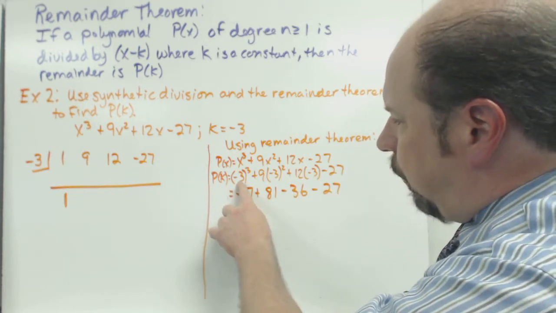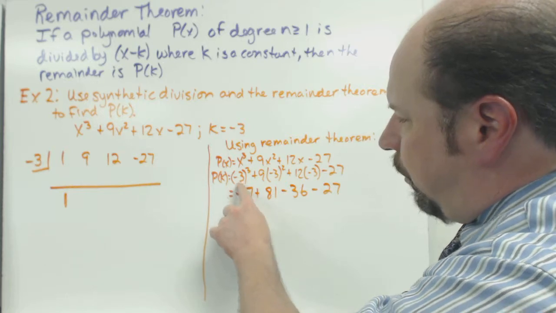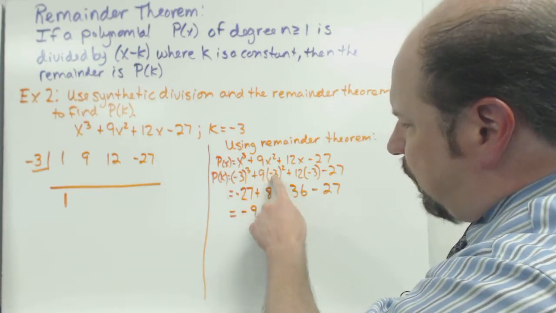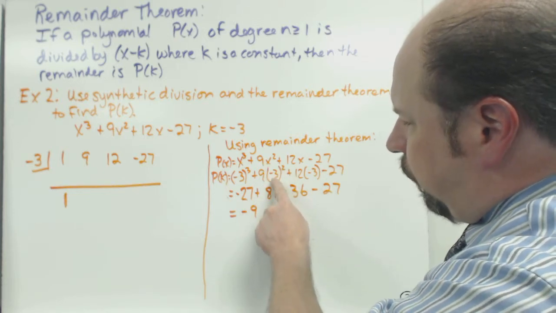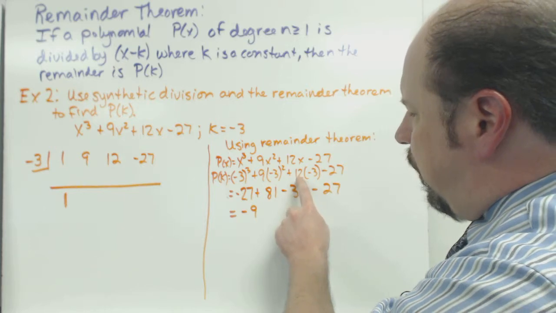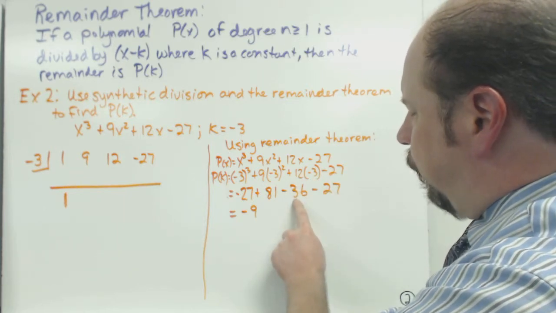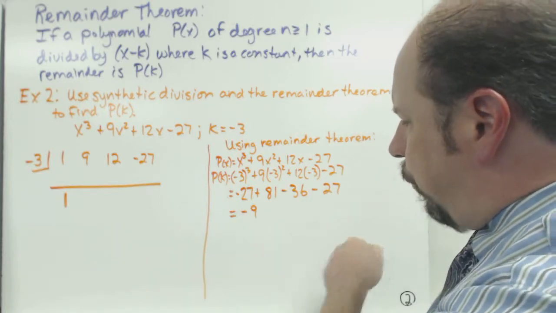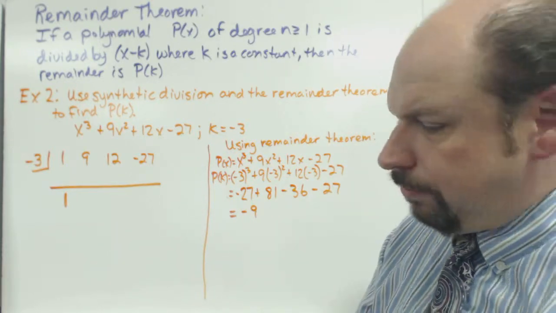Okay, so if I put in -3 for x, -3 times -3 times -3 is -27, plus 9 times -3 squared. Well, -3 squared is 9. 9 times 9 is 81. And then 12 times -3, that's -36, minus 27. And if I add all that up, I get -9.